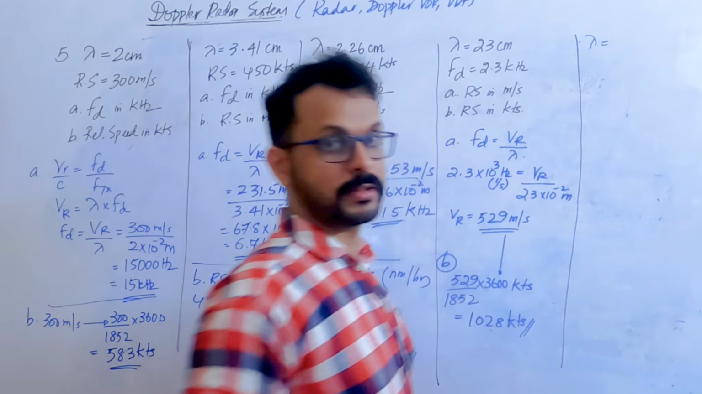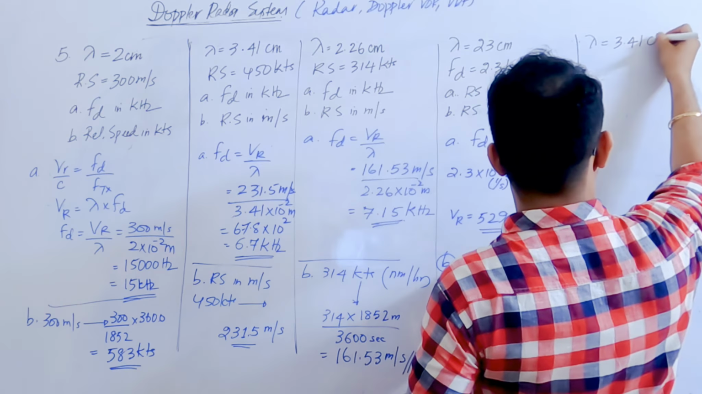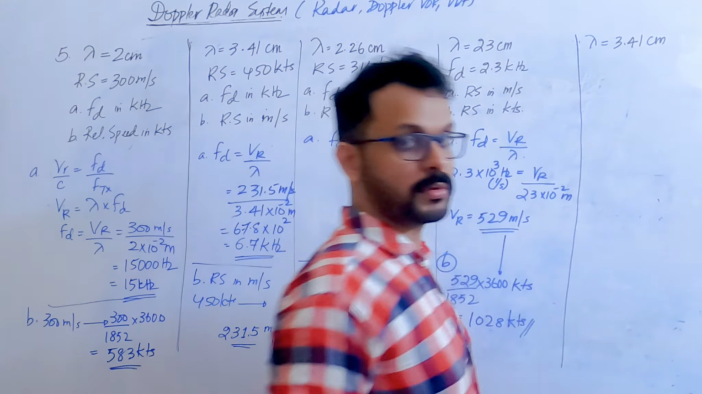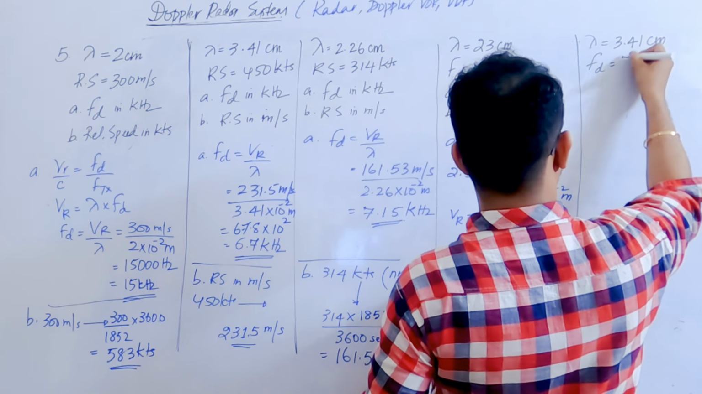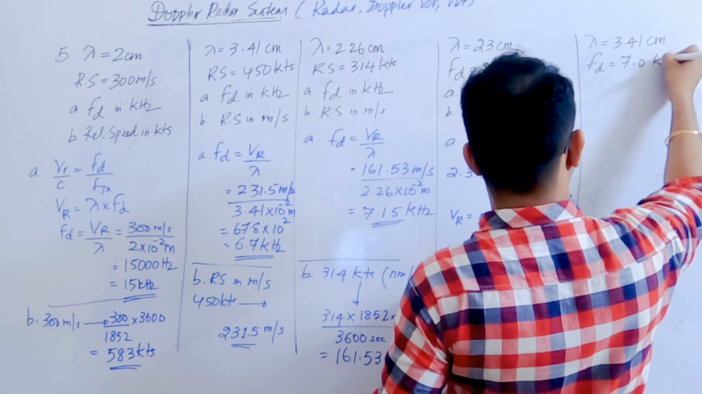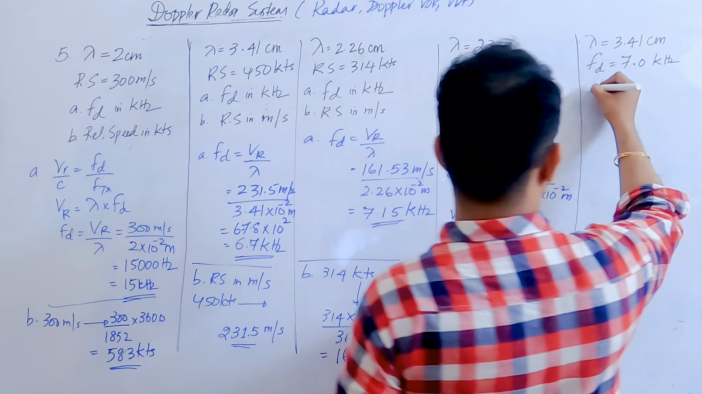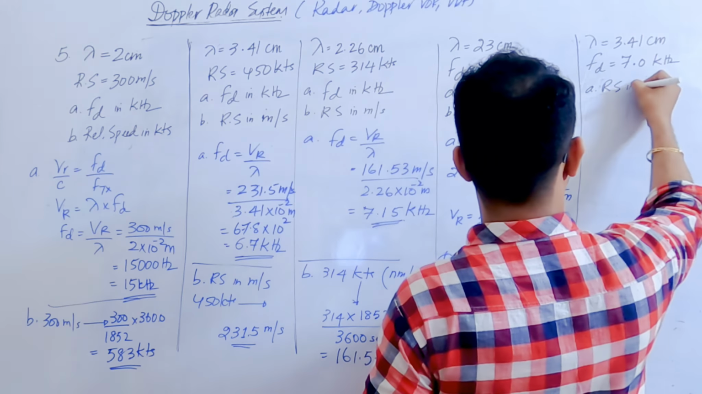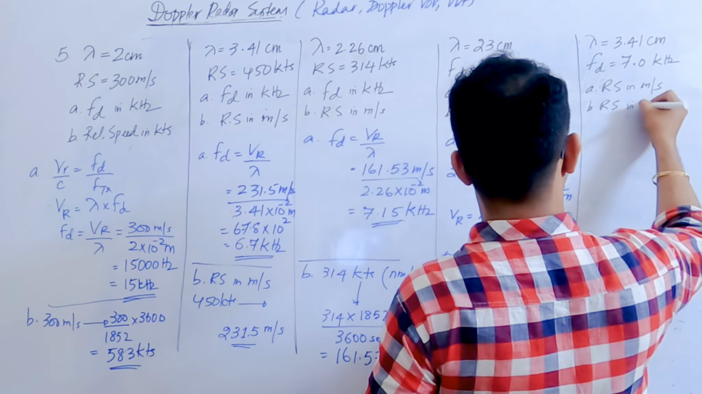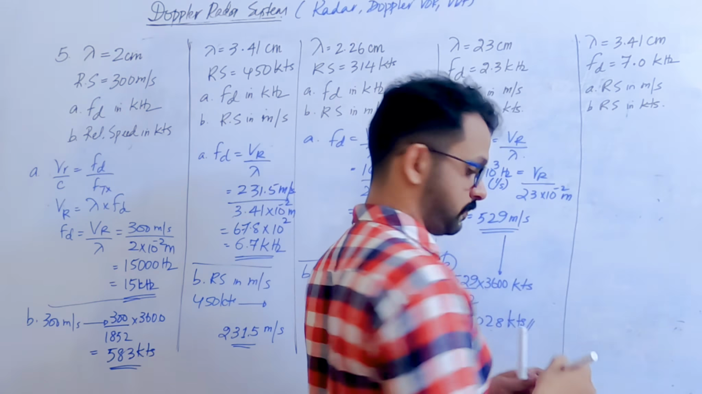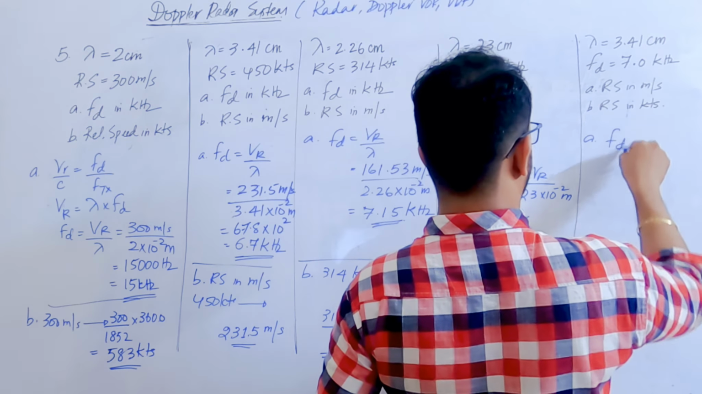All right, and the last question here is, we're given a wavelength of 3.41 centimeters and a frequency shift of 7 kilohertz. Again, you have to find the relative speed in meters per second and in knots. Easy. The first one is to find the relative speed in meters per second.